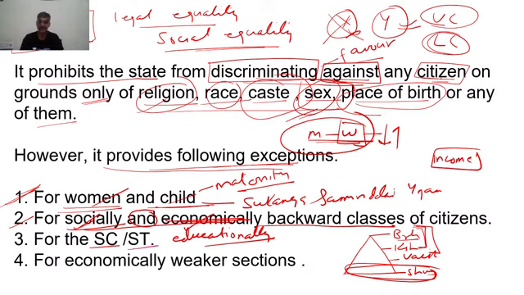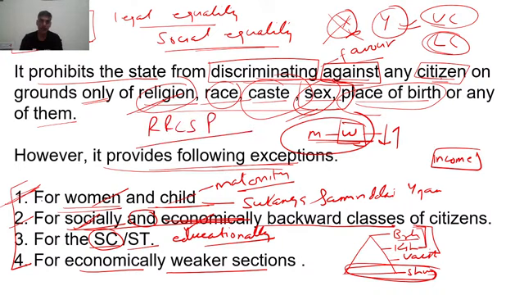Then for SC and ST, no matter if they are rich, firstly they are not rich, but even if in some of the cases they are rich, they are still so socially backward that they are not allowed positions of equality. And lastly, which by the 103rd Amendment was added, economically weaker sections of society. So these are the exceptions. State will not discriminate against any citizen on grounds of religion, race, caste, sex or place of birth, but for them the state can make different law, because only then can equality be achieved, since their initial position is very bad or very low.